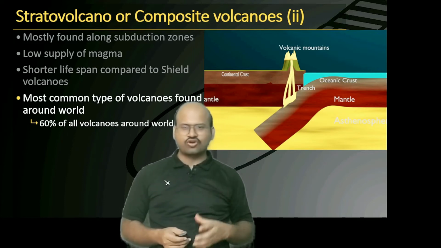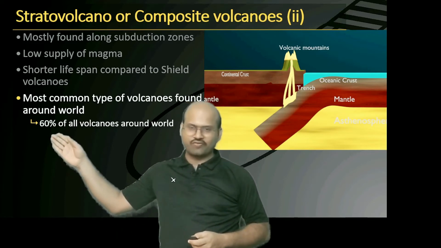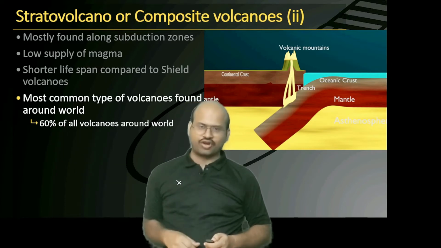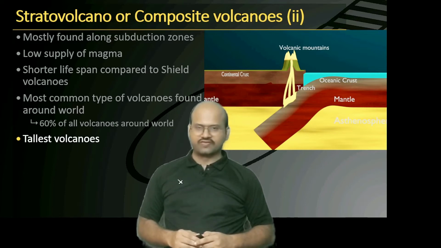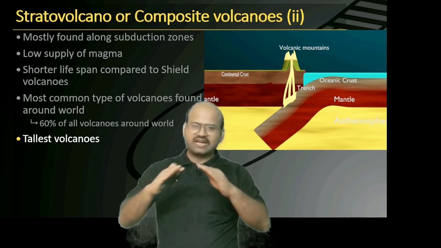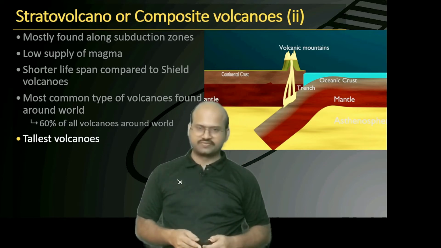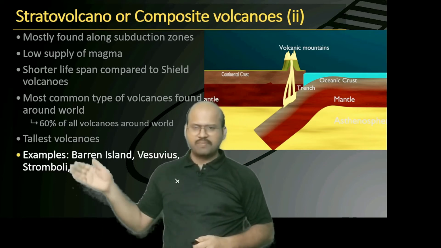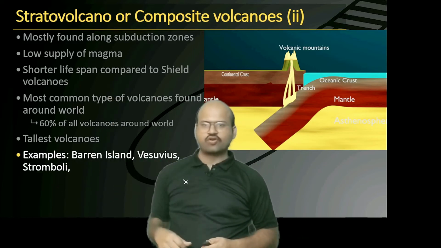These are the most common type of volcanoes found in the world. In fact, almost 60% of the volcanoes around the world are stratovolcanoes. These are also the tallest volcanoes in the world because of the different layer formations. They could extend to several hundred meters. Barren Island of India, Vesuvius and Stromboli are examples of stratovolcanoes.